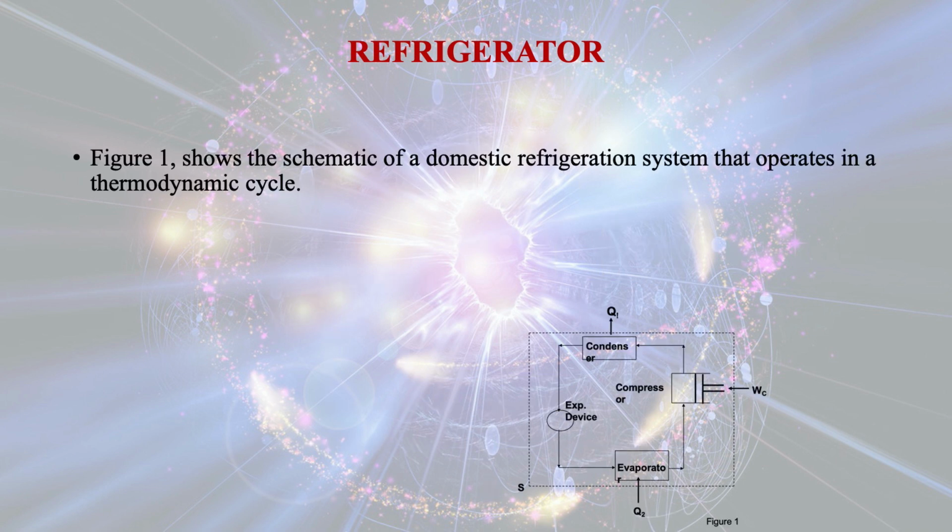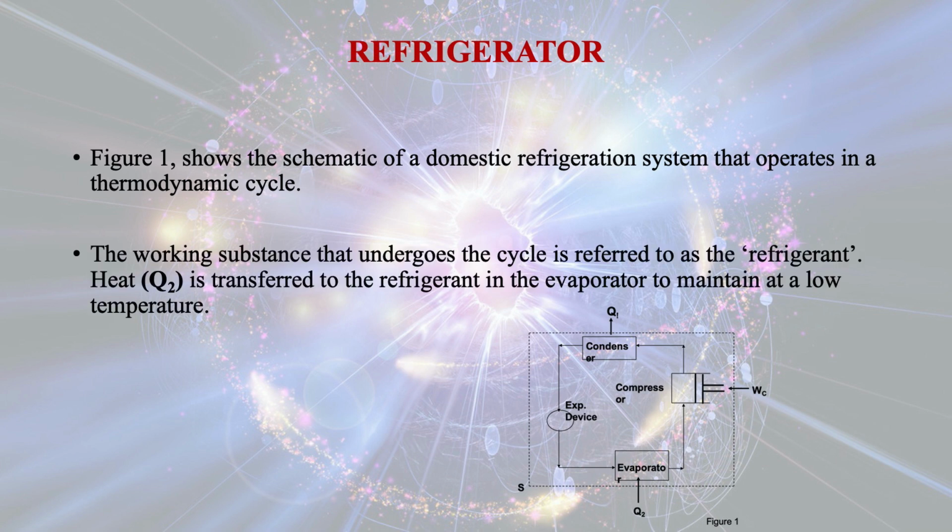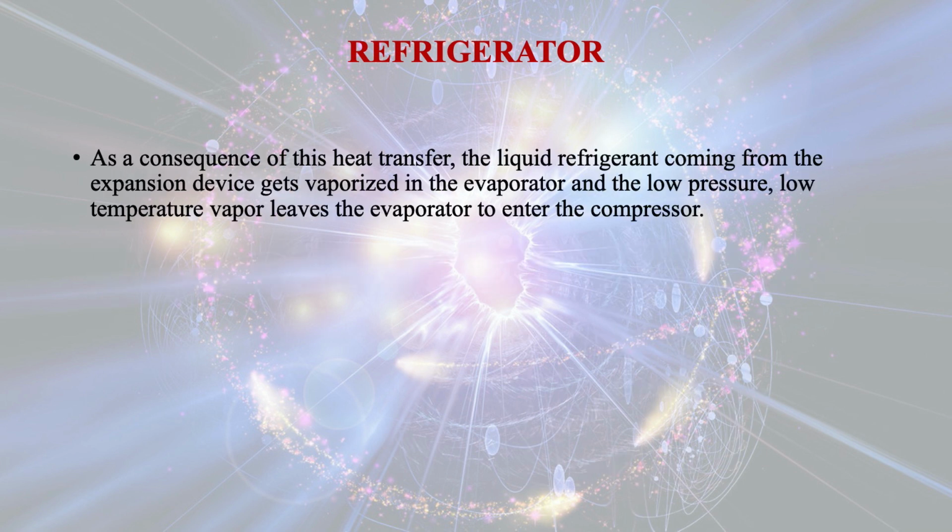Now, Figure 1 shows the schematic of a domestic refrigeration system that operates in a thermodynamic cycle. The working substance that undergoes the cycle is referred to as refrigerant. Heat Q2 is transferred to the refrigerant in the evaporator to maintain a low temperature. As a consequence of this heat transfer, the liquid refrigerant coming from the expansion device gets vaporized in the evaporator, and the low pressure, low temperature vapor leaves the evaporator to enter the compressor.